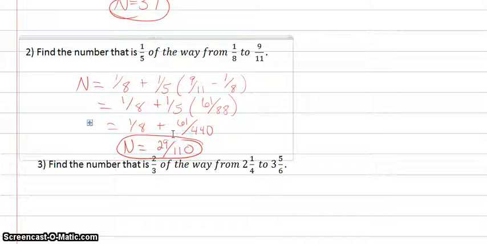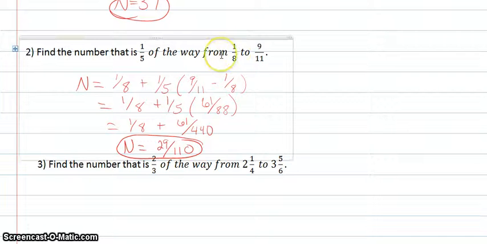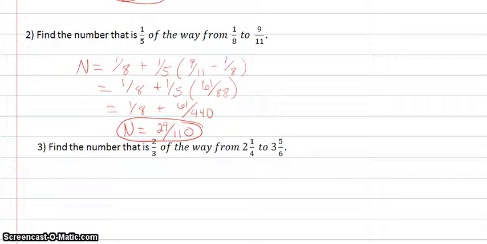So it's got some fractions in there. It's not very pretty, but it's still the basic setup. You find the difference of these numbers, multiply it by the fraction, whatever fraction of the way you're looking for, and then add it to the number that you're starting with. So just a general process, the same, even though we've got some fractions.